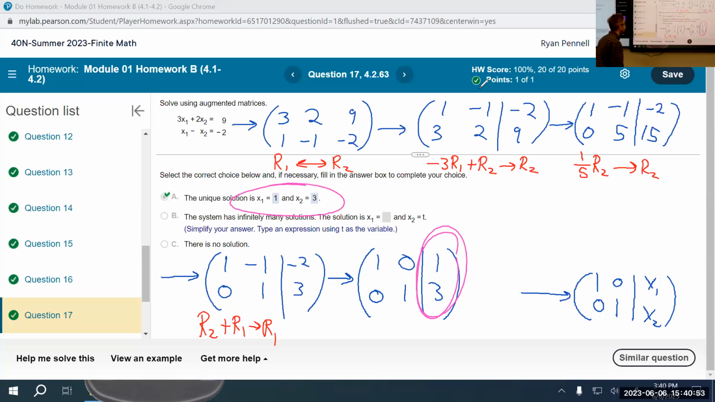My answer is x equals 1, y equals 3, or x1 equals 1, x2 equals 3. So there's my answer. But the last column of the augmented matrix gives you your solution to the system. So this is how you do it with matrices, okay?